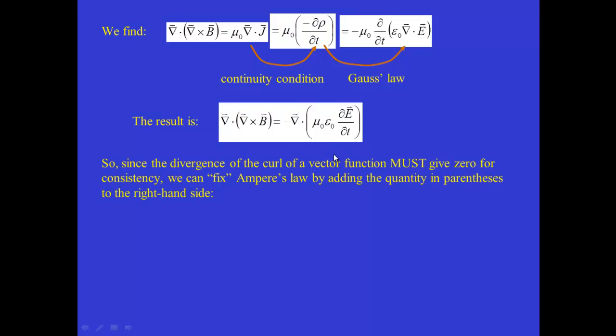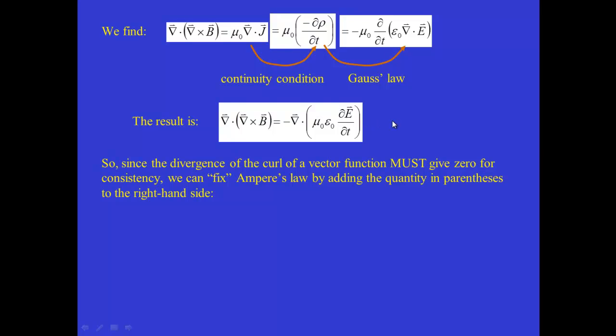So what did Maxwell do? Here's what he did. He said that in order to fix this up, I have to do something to Ampere's law that will make the divergence of the curl to be 0. Well, since the divergence of the curl of B with Ampere's law in its original form is this, with a negative sign in front of it, why don't I just add this term in the parentheses to the right-hand side of Ampere's law?